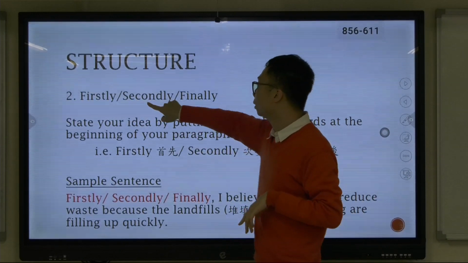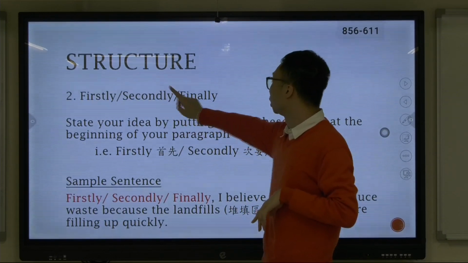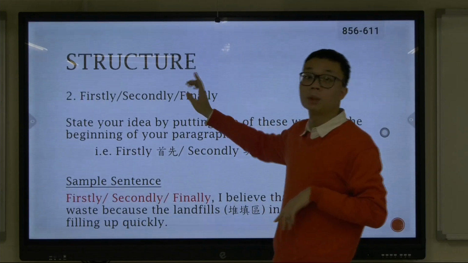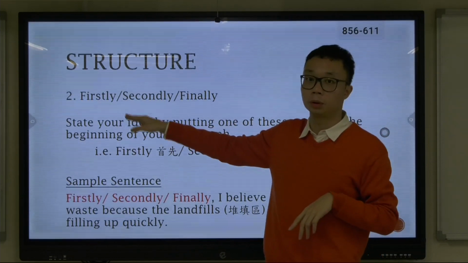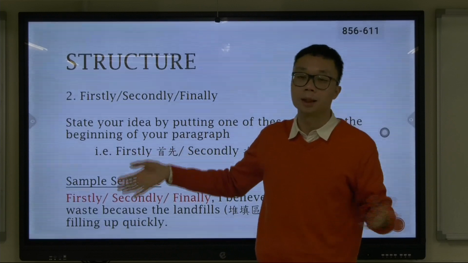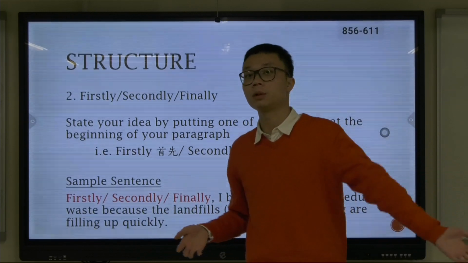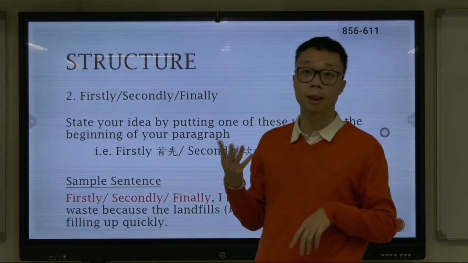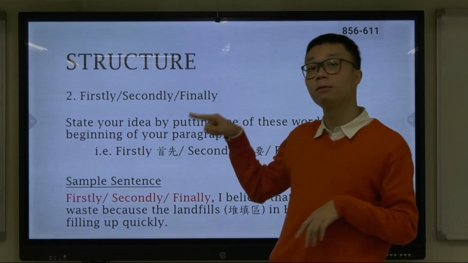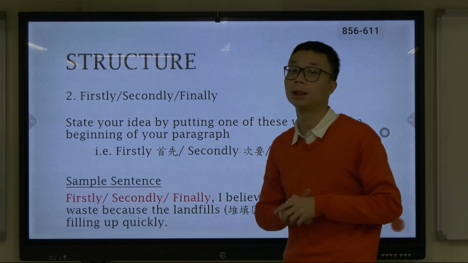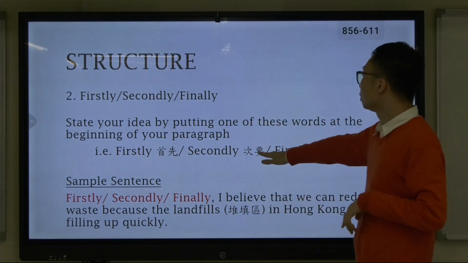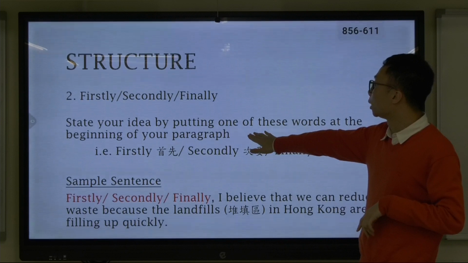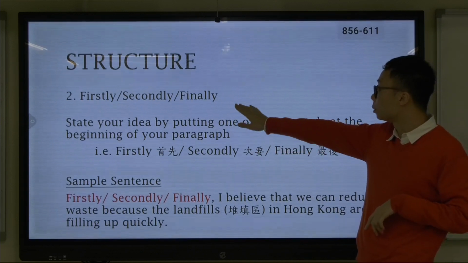Firstly, 第一, secondly, 第二, finally, 第三. So this is how you put your ideas in there. If you're a really smart student, you come up with 4 ideas instead of just 3. Make sure that you add a thirdly between secondly and finally. But that's something you may just need to know. All right, I've just explained how this is supposed to be used.